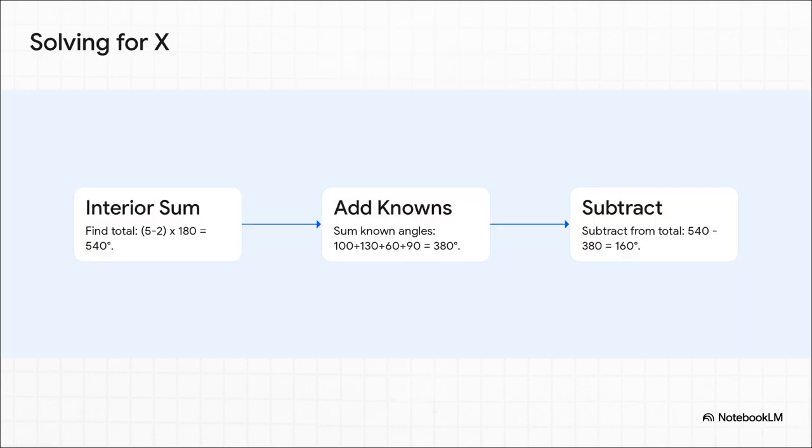Well, by breaking it down into these 3 actionable steps, the algebra becomes incredibly straightforward, like impossible to mess up. Step 1, figure out what the total sum should be. It's a 5-sided shape, so 5 minus 2 is 3, and 3 times 180 gives us 540 degrees. Step 2, add up the angles we already know. 100 plus 130 plus 60 plus 90 equals 380 degrees. Step 3, take our total required sum of 540 and subtract that known 380. That leaves us with exactly 160 degrees. Boom! X is 160 degrees, mystery solved.